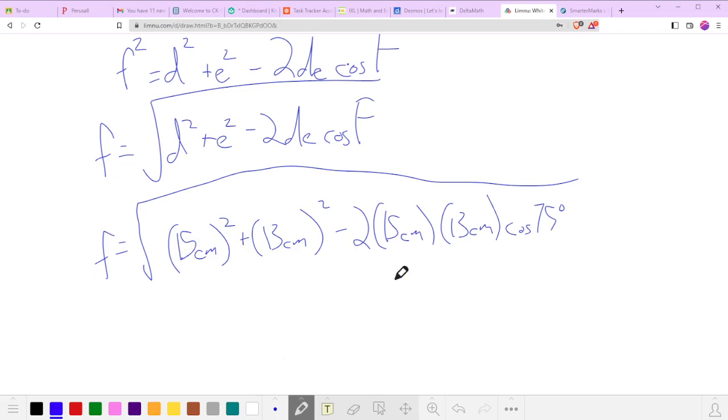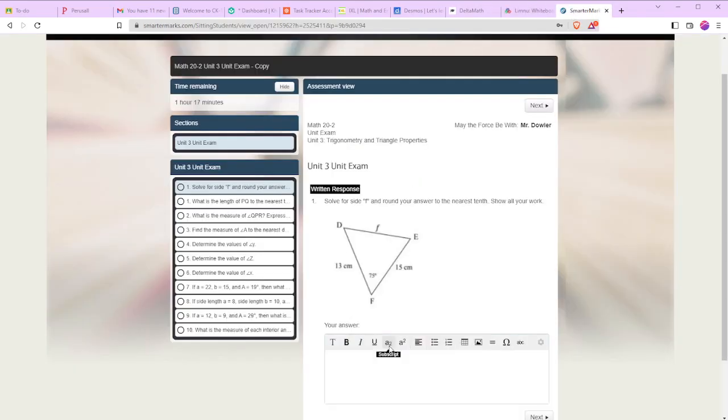So this is our substitution, which we can now enter directly into our calculator. Notice that each term under the square root involves centimeters squared as the units. So the units are going to work out. So we have the square root of 15 squared plus 13 squared minus 2 times 15 times 13 times the cos of 75 degrees. Which works out to 17.1 centimeters when we go to the nearest tenth.